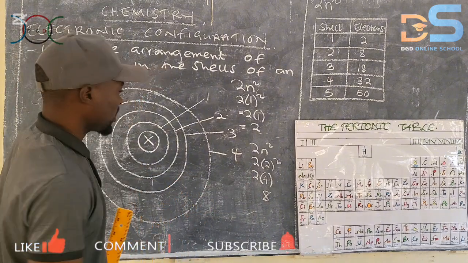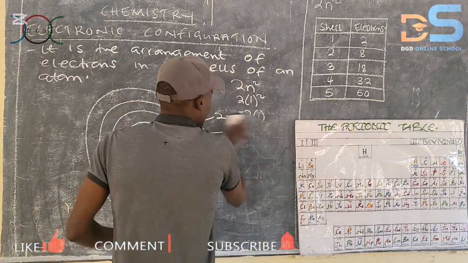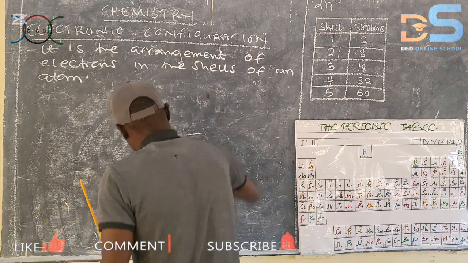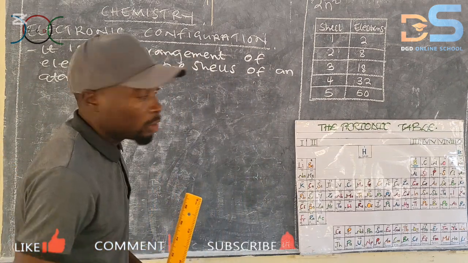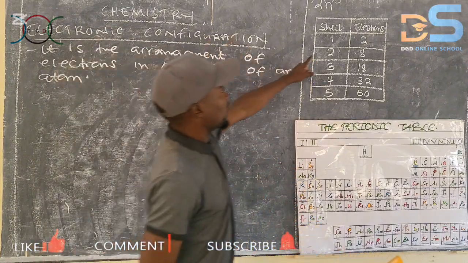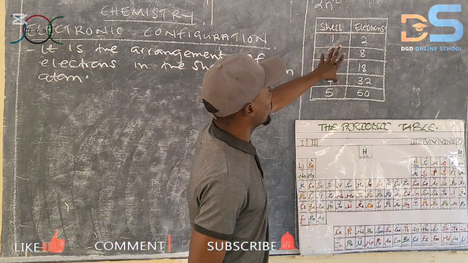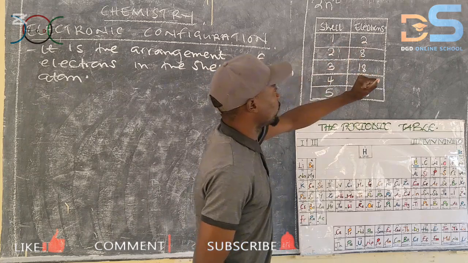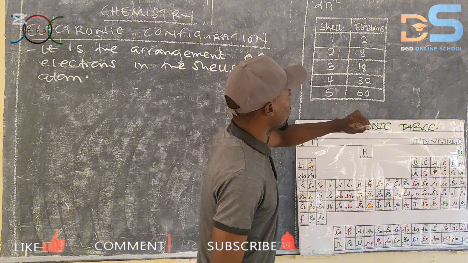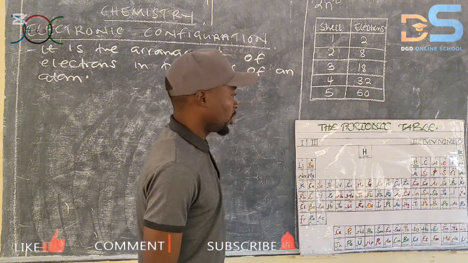So now, how do we write the electronic configuration of an atom? Following this knowledge, we know to say in the first shell we need to have 2 electrons. In the second shell we need to have 8 electrons. In the third, 18, and we go on just like that.